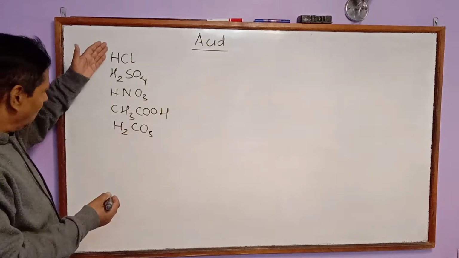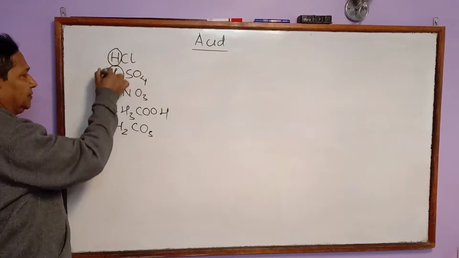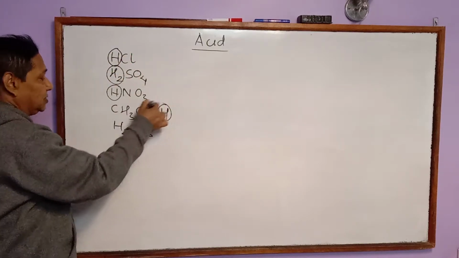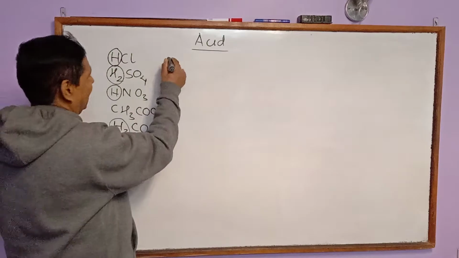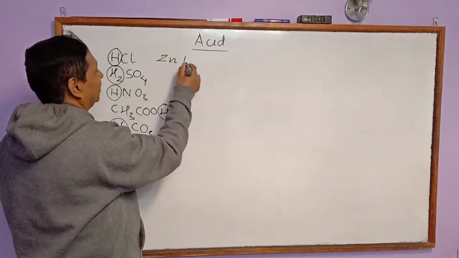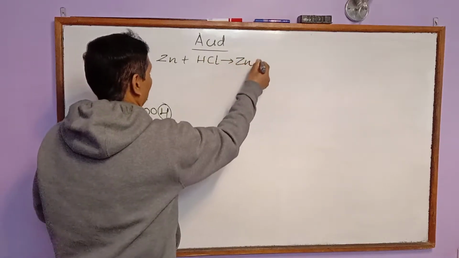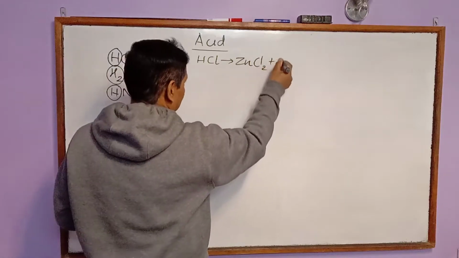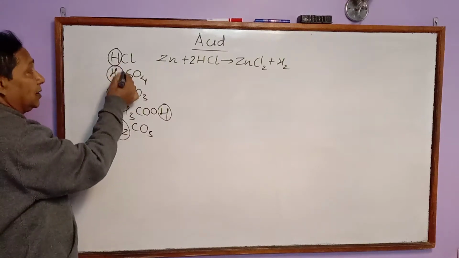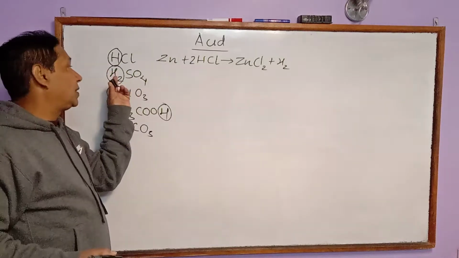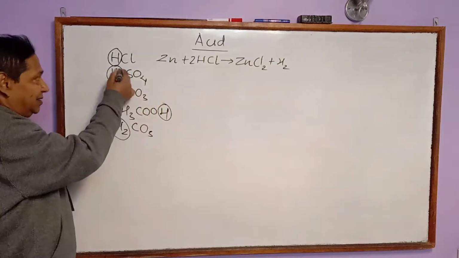Have you noticed this? In all these acids, there is a common matter. What? Hydrogen. Each of the acids contains hydrogen, and this hydrogen can be replaced by a metal. For example, zinc can replace hydrogen from hydrochloric acid and forms zinc chloride, and hydrogen gas is also released. This means not only hydrochloric acid, in the case of sulfuric acid also zinc can replace this hydrogen, and not only zinc, other metals like calcium or magnesium can displace this hydrogen.